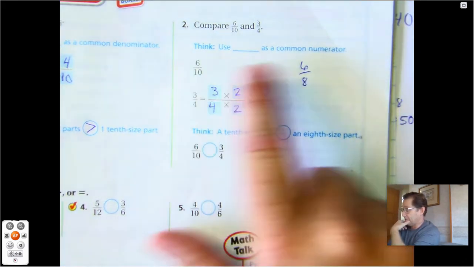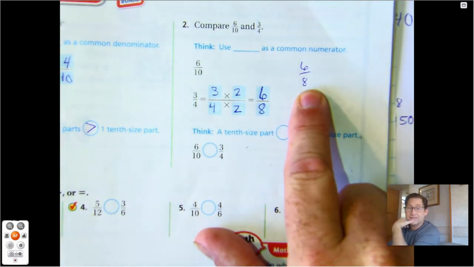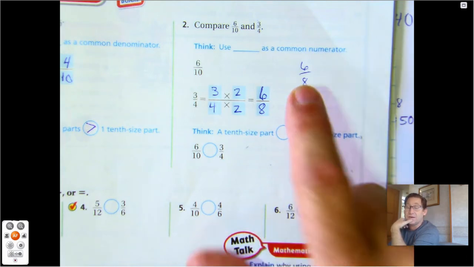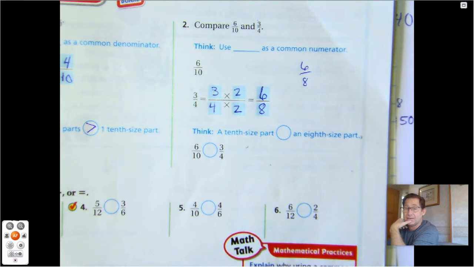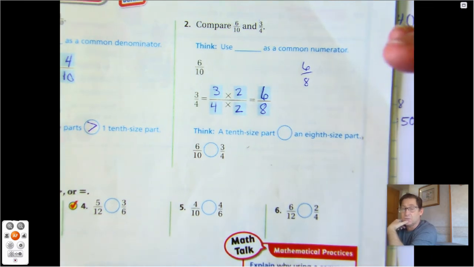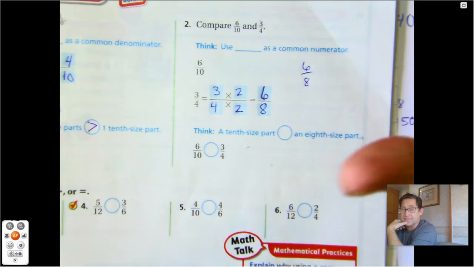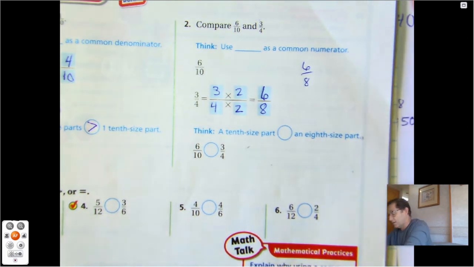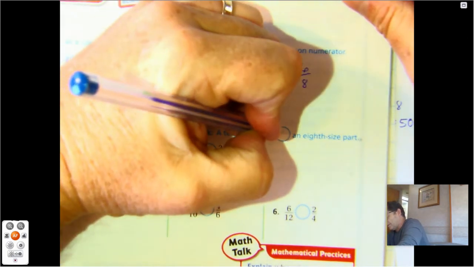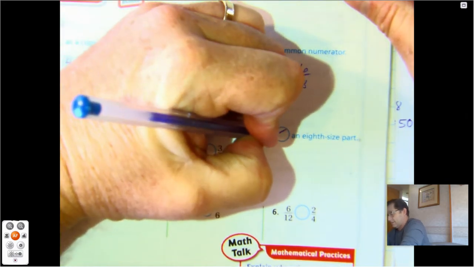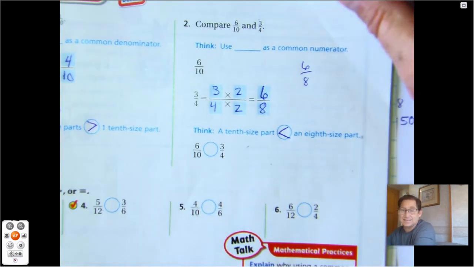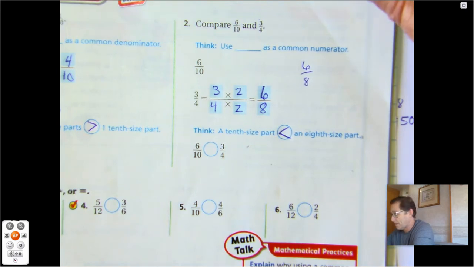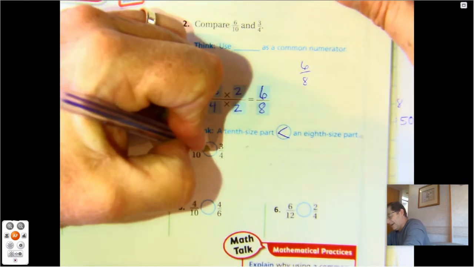An eighth has bigger pieces than a tenth. Okay. Once again, the smaller the denominator, the bigger the piece, or the bigger the value. So a tenth size part is less than an eighth size part. So 6/10 is less than 3/4.